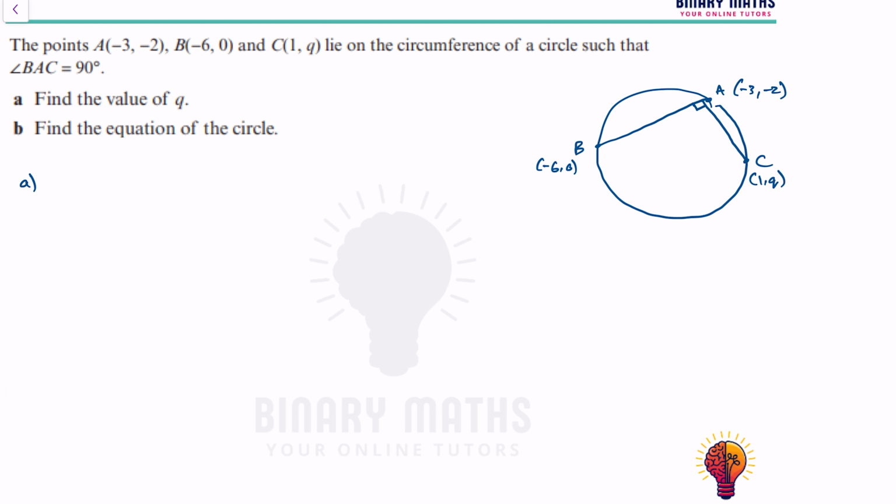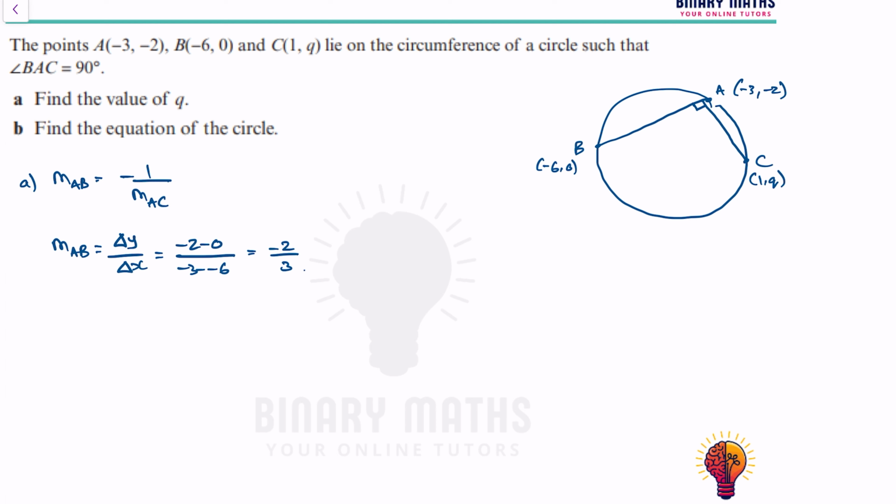That means the gradient of A to B must be equal to the negative reciprocal of the gradient of A to C. Okay, so using that fact, let's work out the gradient of A to B. So the gradient of A to B is change in y over change in x, which is equal to negative 2 take away 0 over negative 3 take away negative 6, which gives me negative 2 over 3.